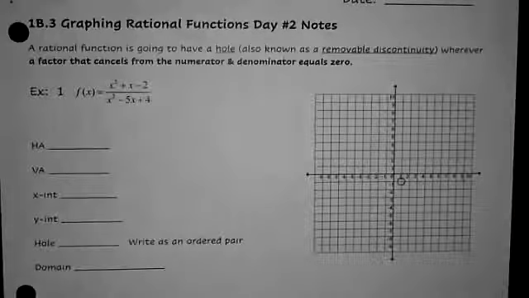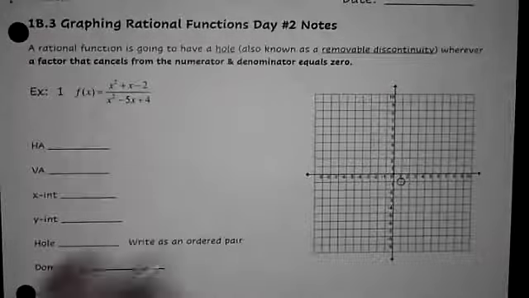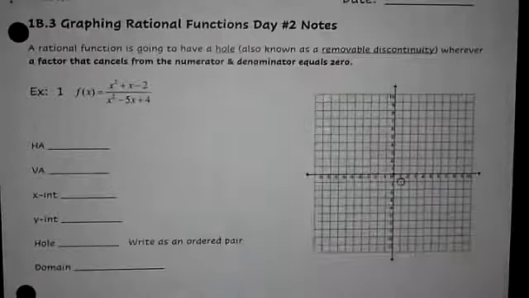Today we're going to do day 2 of graphing rational functions. It says here a rational is going to have a hole, which is known as a removable discontinuity. That's the correct math term. A lot of times we'll refer to it as a hole, wherever a factor cancels from the numerator and the denominator equals 0.